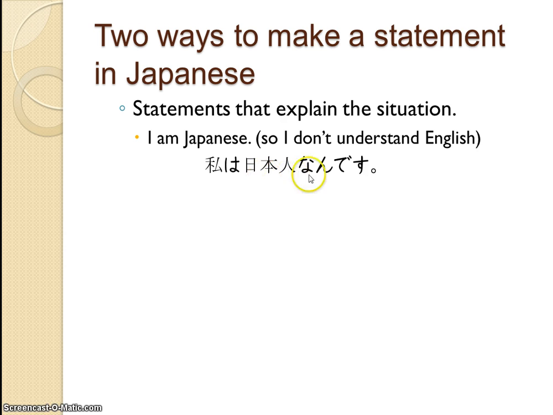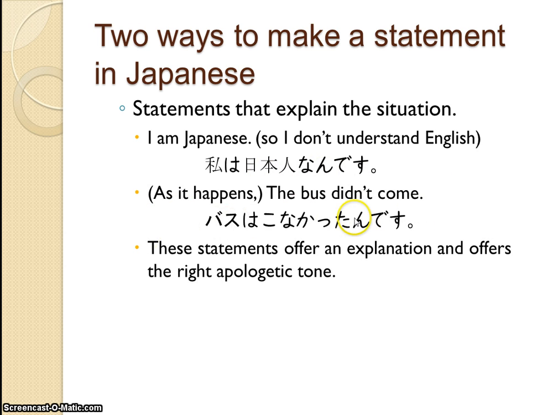So you would say, 私は日本人なんです. As it happens, the bus didn't come. バスは来なかったんです. So now the only difference, if you take a look, is the ending, んです. You've never seen this before, but what this does is the simple statement now becomes a more apologetic one, and the statement itself becomes kind of like an explanation.